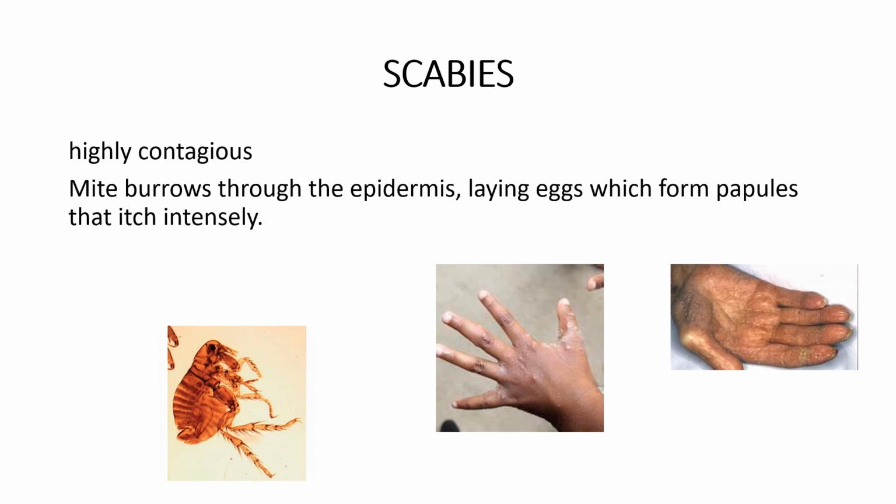Okay, so scabies is a highly contagious disease. It is caused by mites. Okay, so the mites burrow through the epidermis. It lays eggs there, which form papules. So it causes intense itching. So mainly the palms and the finger webs are affected most commonly. Later it spreads to all body parts.